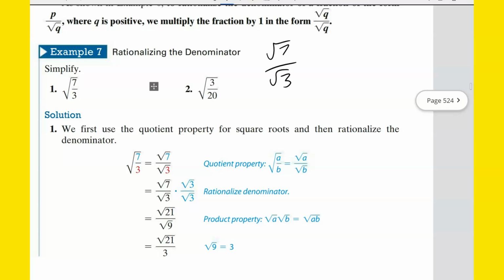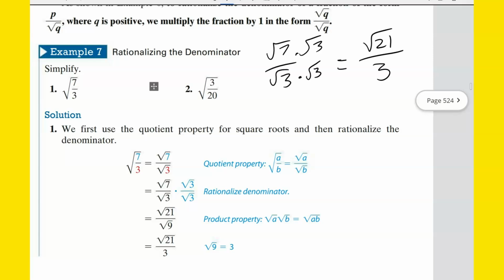Okay, I don't want to have the radical on the bottom, so I multiply it with itself: the square root of 3 times the square root of 3. And I do the same thing on top that I did to the bottom. So on the top, I've got the square root of 7 times the square root of 3, and that will combine together into a single radical, which is the square root of 21. All right, and the square root of 3 times the square root of 3 is the square root of 9, which is just 3. Okay, so the square root of 21 over 3.